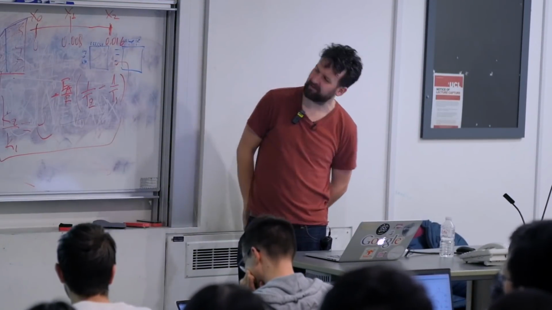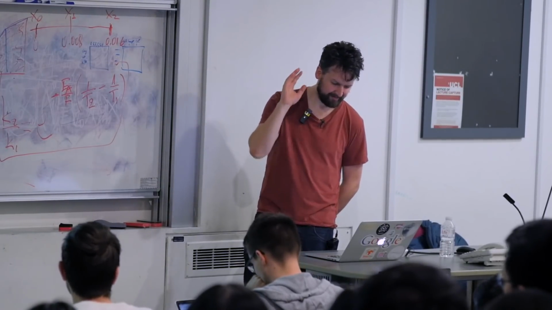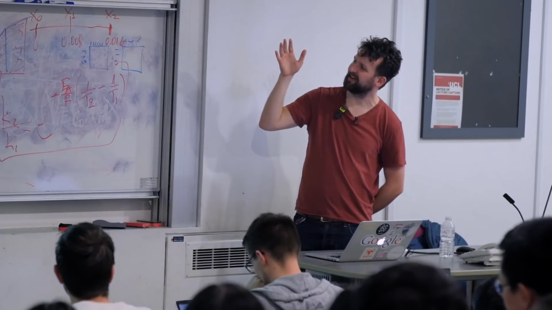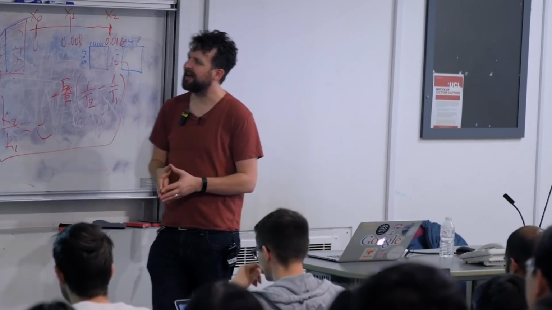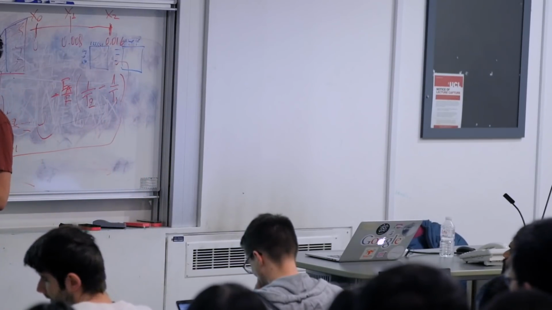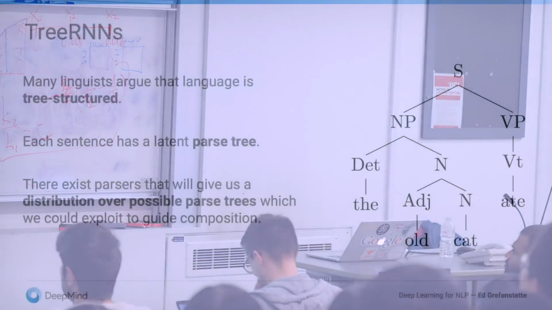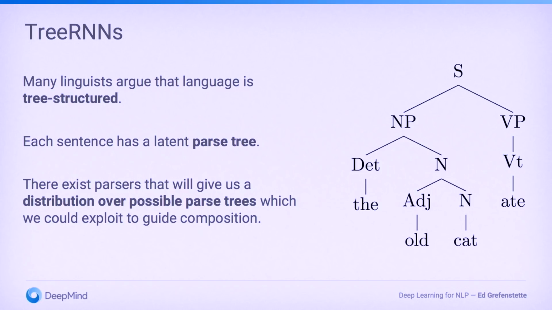But before that, as an introduction, in case you have never taken a class in linguistics: many linguists believe that language is tree structured. By that we mean that underneath the surface form of an expression like "the old cat ate" (I didn't pick the sentence, I think Sam did, it's a weird sentence), there's a latent tree, or perhaps several trees, that guide our interpretation or understanding of this sentence. So each sentence has a latent parse tree or distribution over trees.